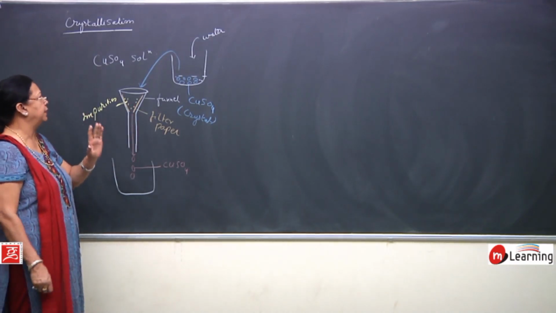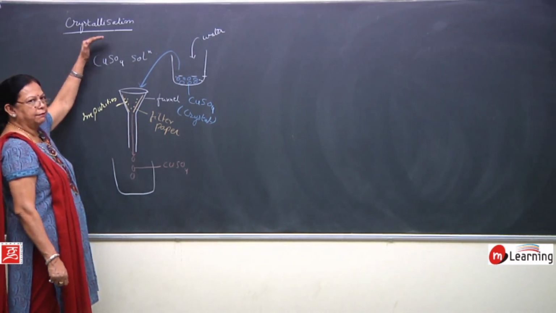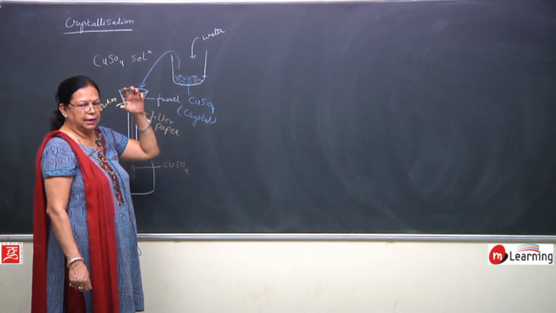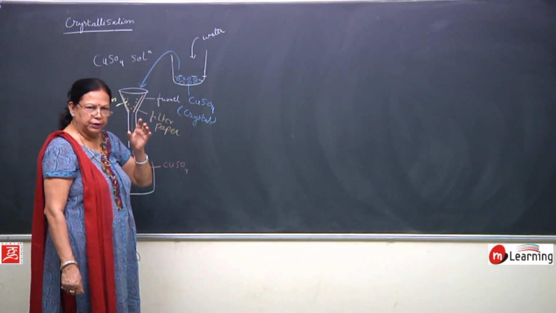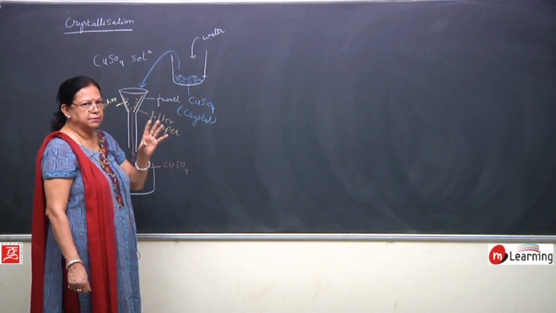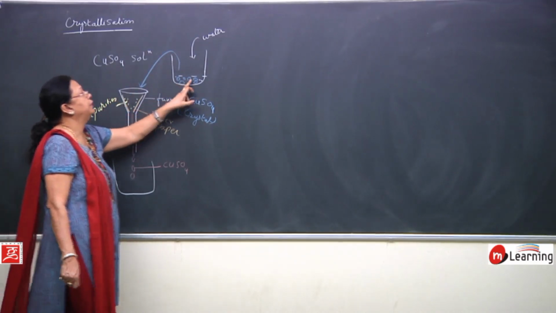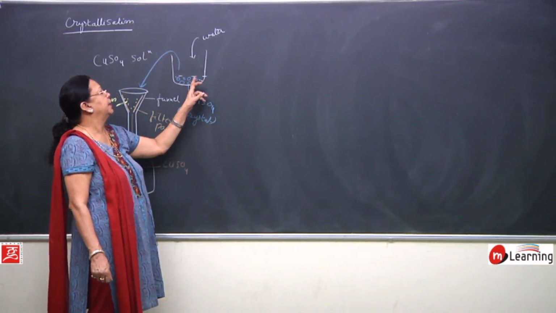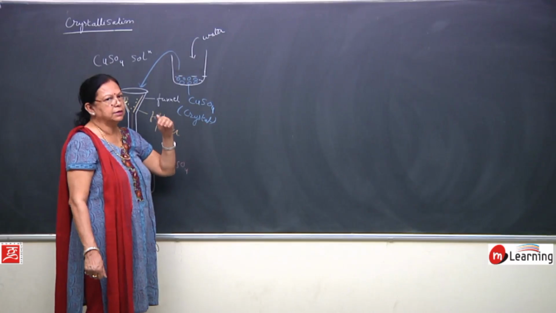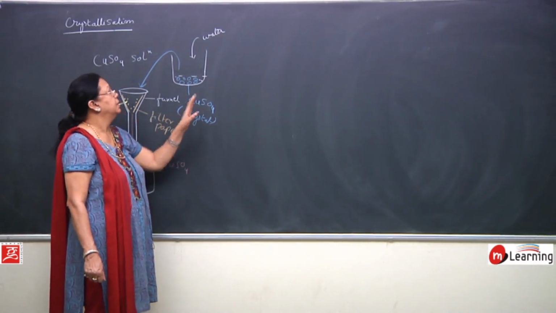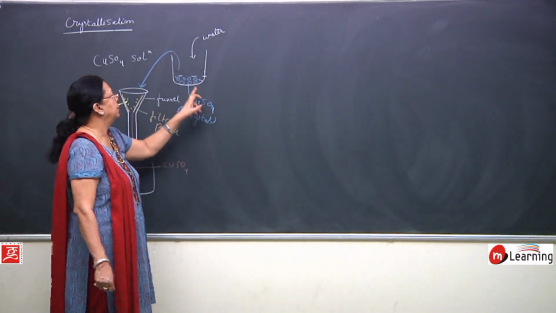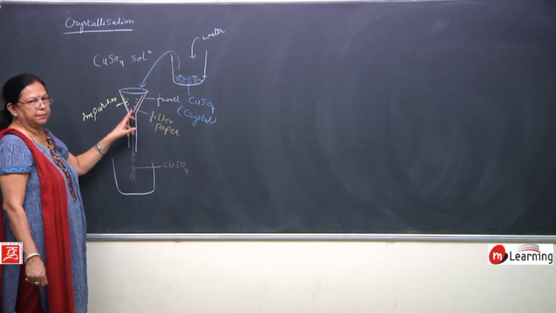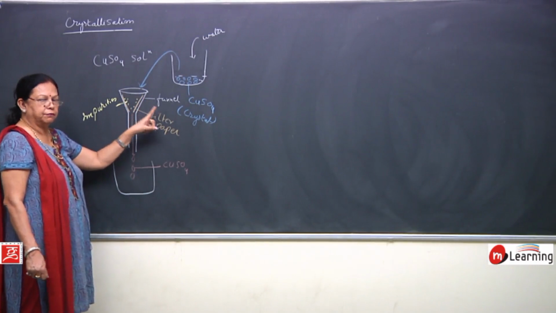So, again we will revise what you do in crystallization. You have an impure sample of copper sulphate, a lump of copper sulphate crystals in which impurities are present. You will take 5 or 10 grams, it is your choice. Now, you will dissolve it in water, and how much water will you take? As much as only dissolves the copper sulphate crystals. This will be a saturated solution. Now, you will pour this solution on a filter paper, which you will keep in a funnel.